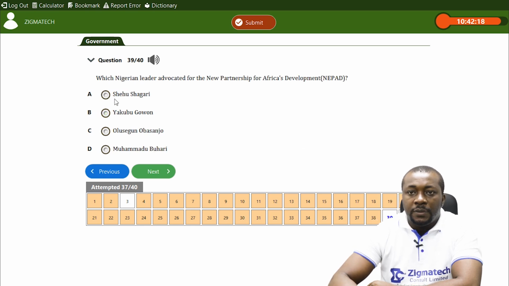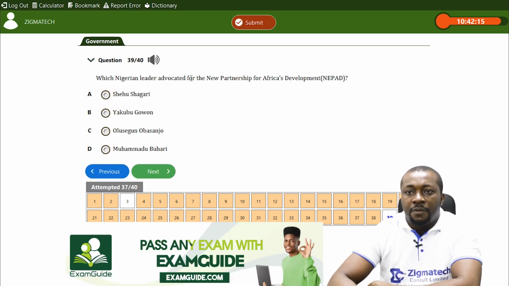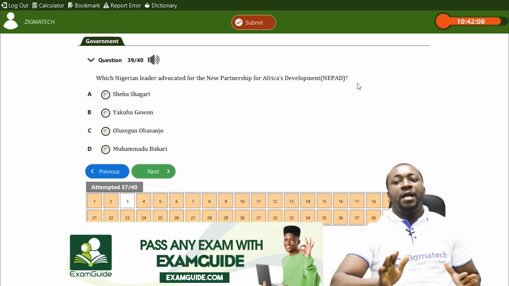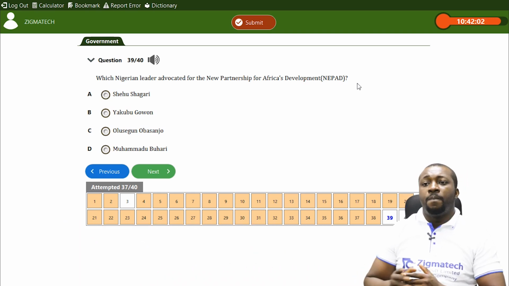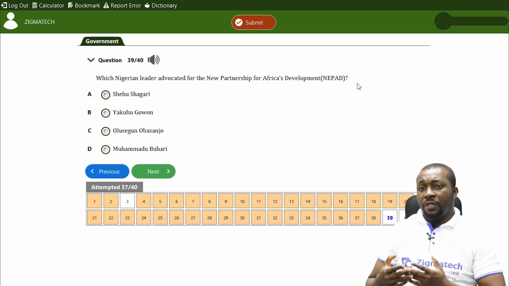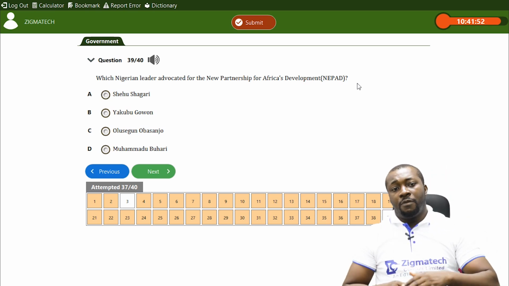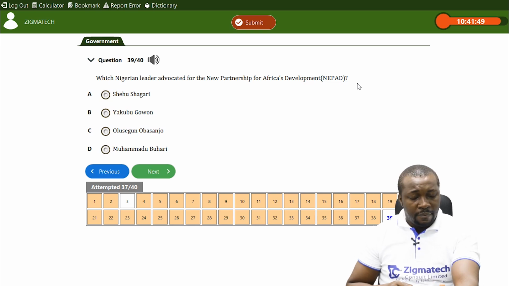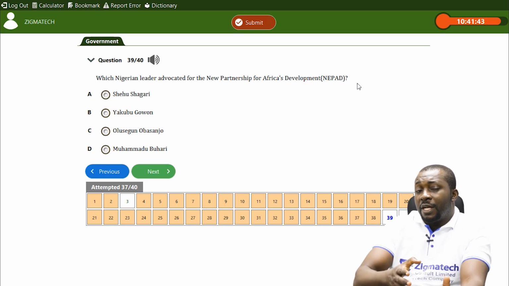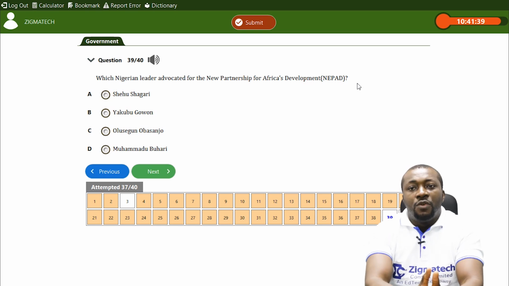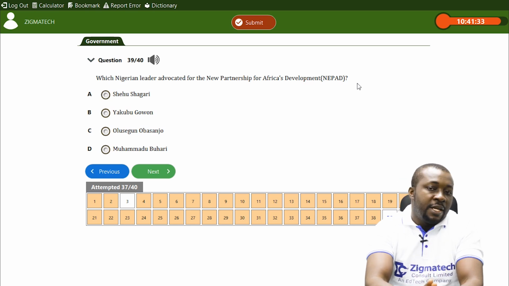Number 39, which Nigerian leader advocated for the New Partnership for Africa's Development? If you can recall, the New Partnership for African Development of OAU, now AU, was created as an economic recovery and revamping program for Africa to remove Africa from a path of poverty. It came into existence in 2001. Now the question is, which head of state was there in 2001 in Nigeria?